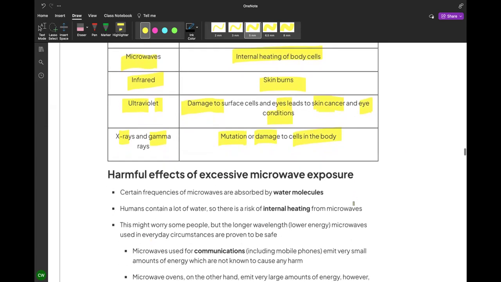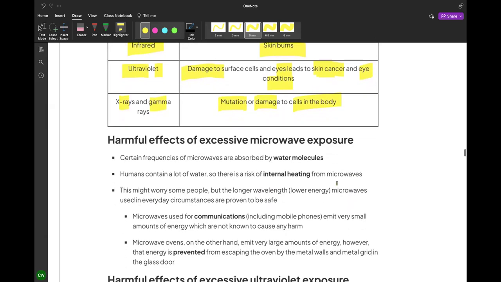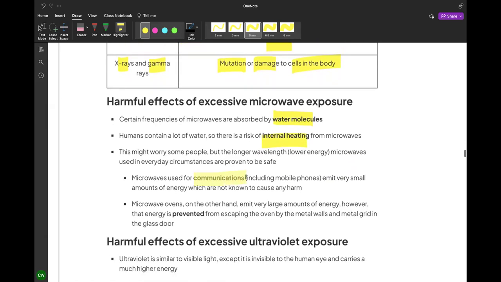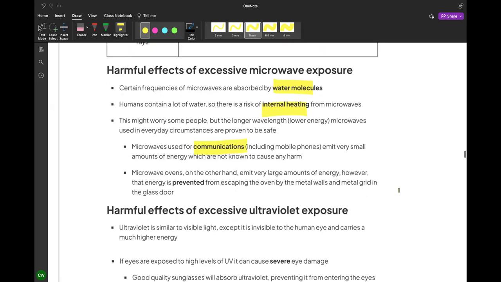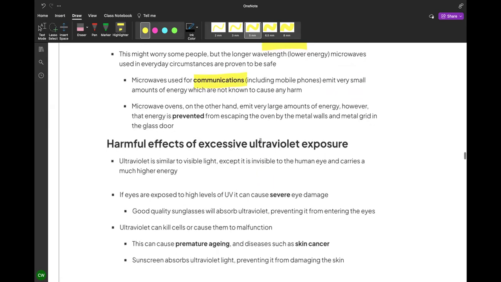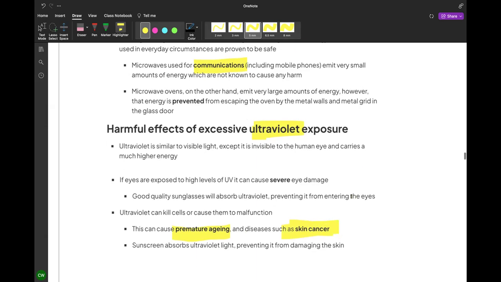Certain frequencies are absorbed by water molecules, causing internal heating. All this you can read, but it is not very important. It is harmful to our body when excessive. So if you are always under the UV, what happens to you? It will cause premature aging. It means if you are 20 years old and work every day under the sun, you look like 40 years old, because of skin aging.